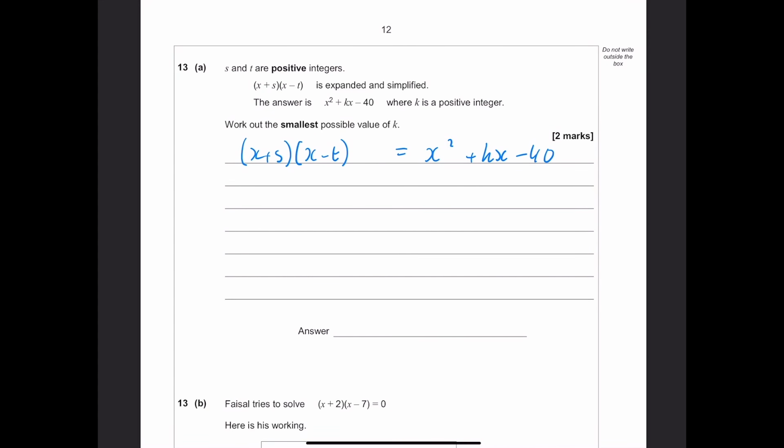So by kind of using a method called comparing coefficients here, we know that s multiplied by minus t is equal to minus 40. So from here, s and t could be a whole range of values. We want k to be a positive number, so the difference between s and t has to be positive. In which case, we could have 8 and a minus 5. Alternatively, we could have a 10 and a minus 4. This one has the smallest difference, so k would have to be a positive 3, and that will be our answer.